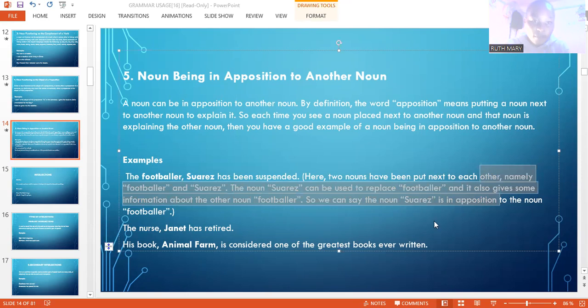Examples: the footballer Suarez has been suspended. Here, two nouns have been put next to each other, namely footballer and Suarez. The noun Suarez can be used to replace footballer, and it also gives some information about the other noun footballer. So we can say the noun Suarez is in opposition to the noun footballer. Then we have, the nurse, Janet, has retired. And lastly, his book, Animal Farm, is considered one of the greatest books ever written.